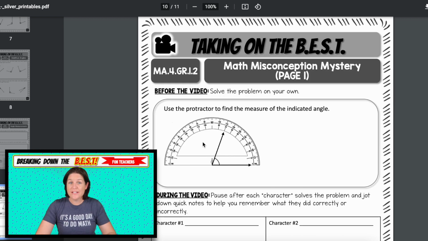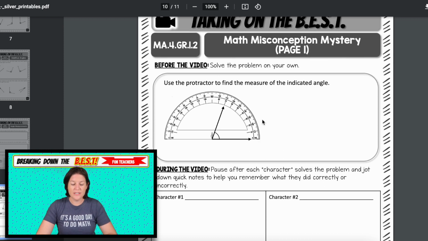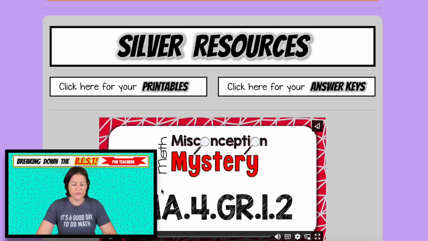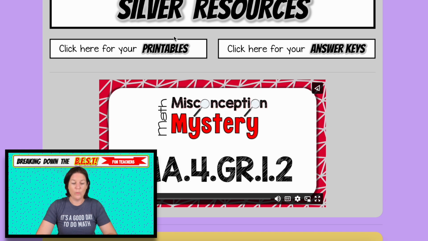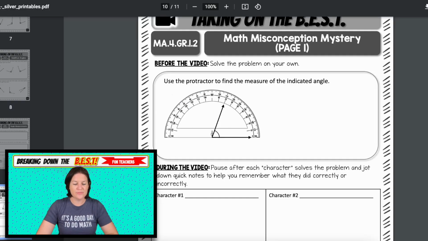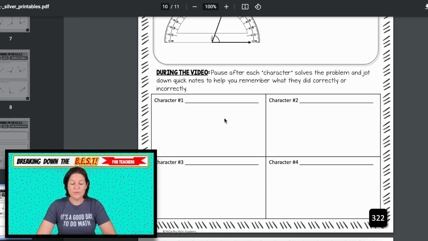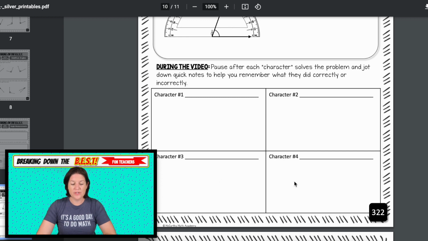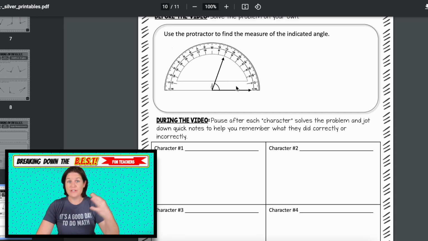The last activity in the silver plan is another video. It's Math Misconception Mystery. This is right here. You'll just click play, and I will walk your students through the entire thing in this video. First, they will complete this problem on their own or in a small group, and then they will watch as 4 characters solve that same problem. 3 of the characters are going to make a mistake that students commonly make.